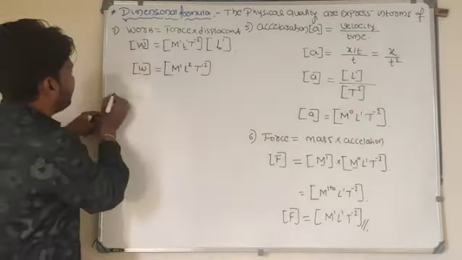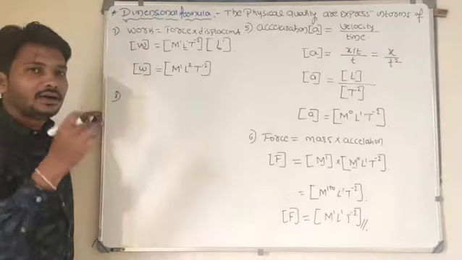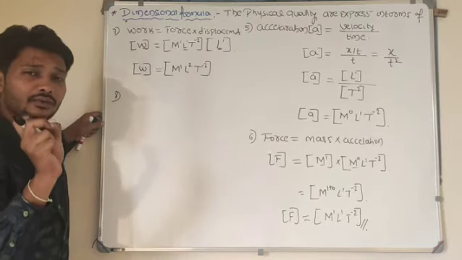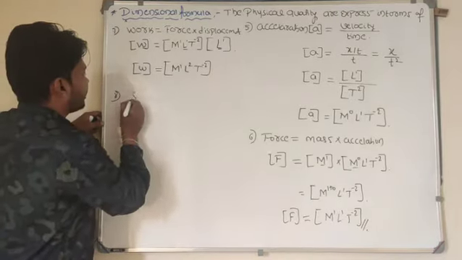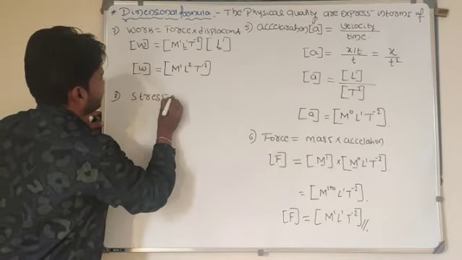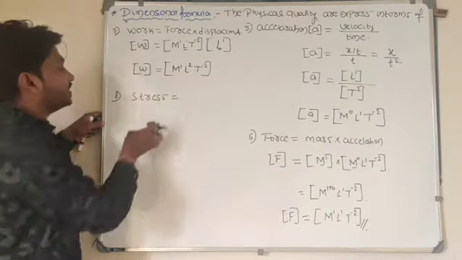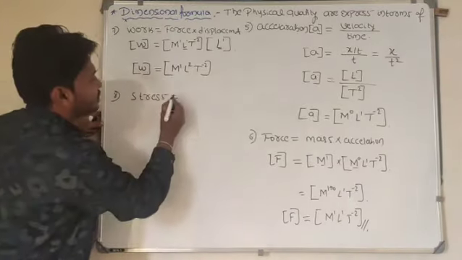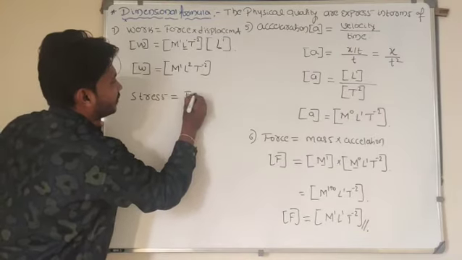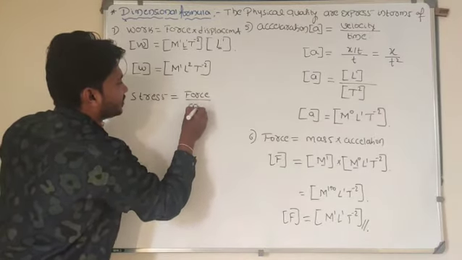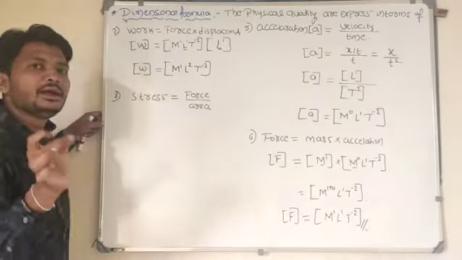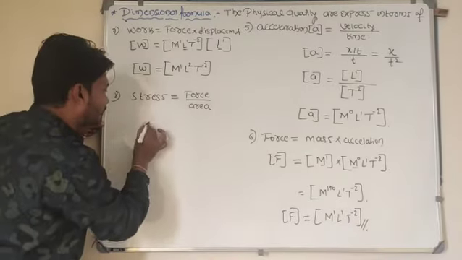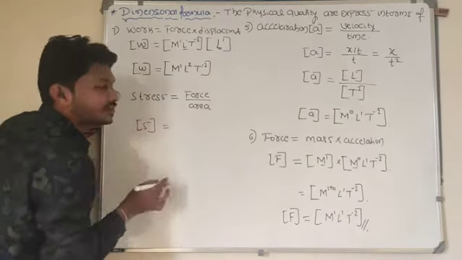So I will give another kind of dimensional formulas for physical quantities. For example, in physics we use the term stress here. Don't think that it is the general English meaning. Stress is nothing but a kind of force here. Stress is nothing but force per unit area. So what's the formula for stress here? Stress is nothing but force per unit area. I want to write the dimensional formula for this stress here.